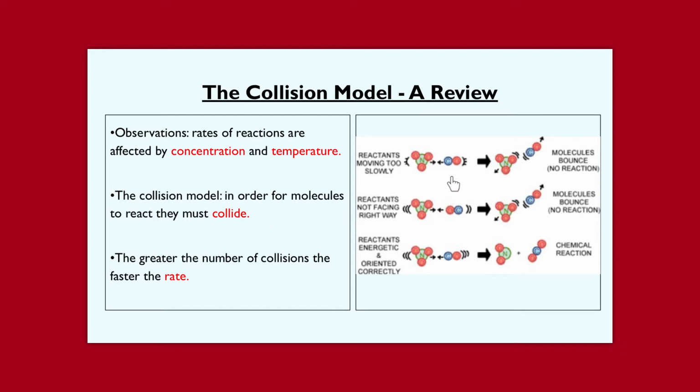Here you see an unsuccessful collision. We don't have the right speed. Here we don't have the right orientation, unsuccessful. Here we've got the right speed and orientation, so we've got a successful collision. We do know that the greater the number of collisions, the faster the rate.